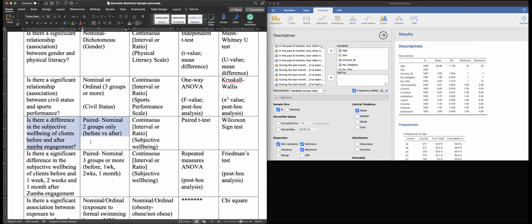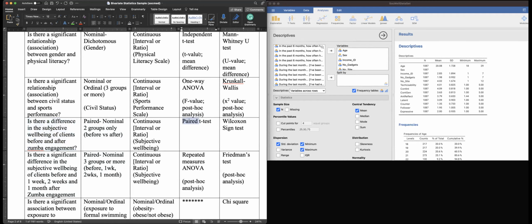This one, we rarely use in the department, but I'm teaching it to you anyway. When there is a within-groups or paired nominal two groups, like for example, before and after, when you're doing an experiment and the question is what is the difference in the subjective well-being of clients before and after Zumba engagement. So you're talking about the same group of people, but you are measuring their subjective well-being before and after Zumba engagement. So same group, two different observations. So that's paired, or within group, or repeated measures. So we use a dependent or a paired t-test. It also generates a t-value.